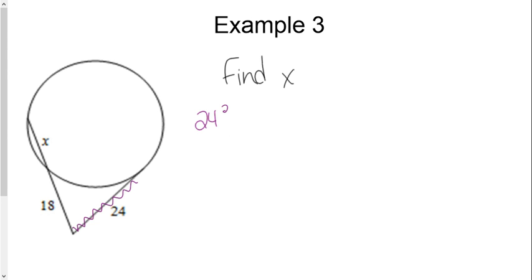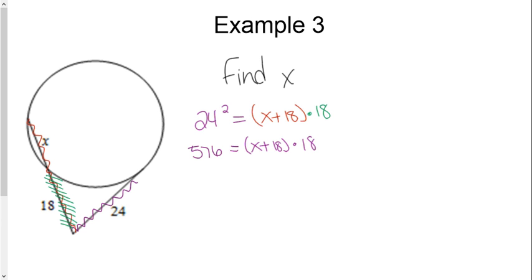So 24 squared equals, I need the whole length here this time. Because we don't know what it is, I have to add them together. So x plus 18 times just the outside piece of that, which is 18. So to solve this, I'm going to do 24 squared, which is 576, equals, I'm not going to distribute the 18 through, and I'll show you why in a second. I'm going to leave that as x plus 18 times 18.